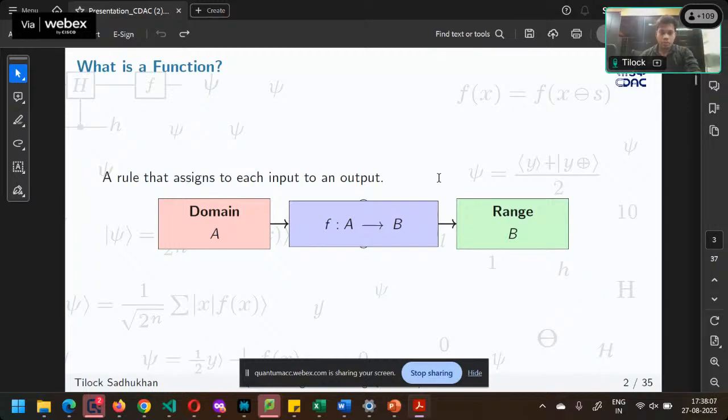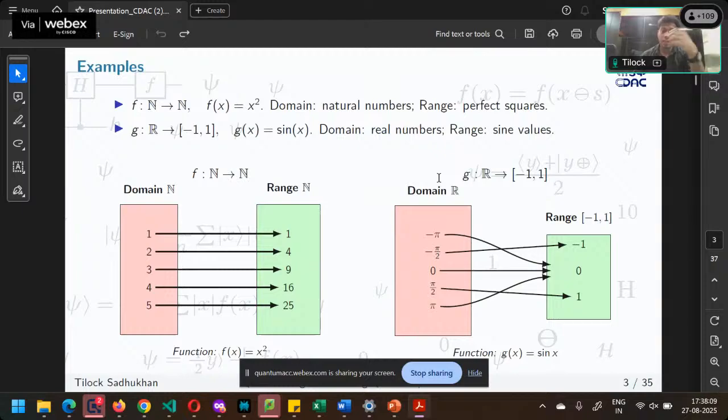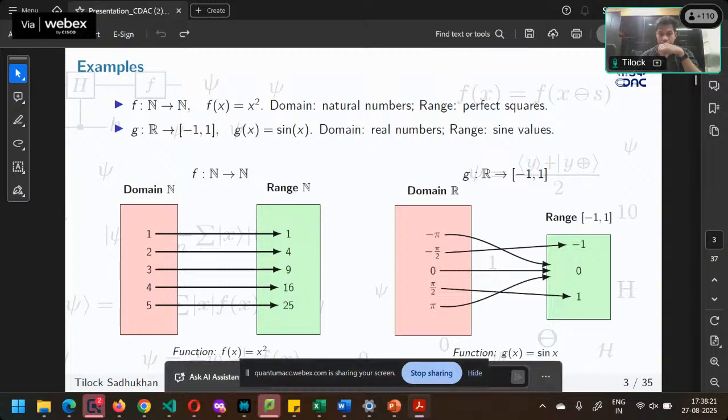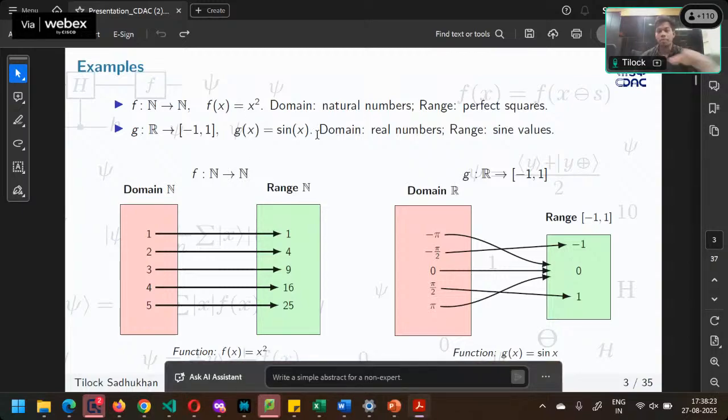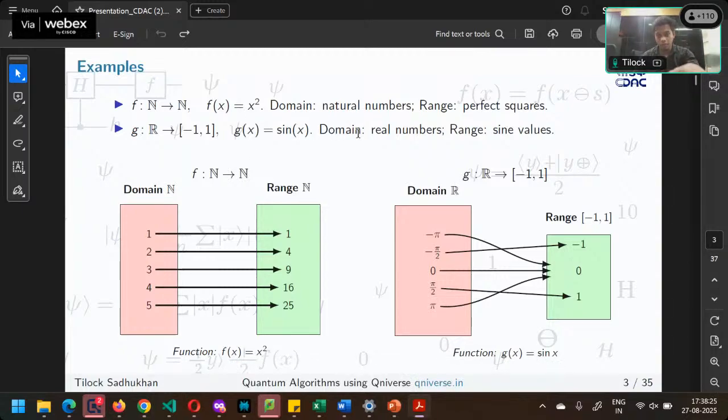Now, just to give an example, here I have taken two examples. One is an algebraic function, x squared, and another one is the trigonometric function, sine of x. As you can see, the domain of x squared is all the natural numbers, and the range of this function is also natural numbers. So it maps each and every input of the natural numbers to some output in the range that also belongs to natural numbers.